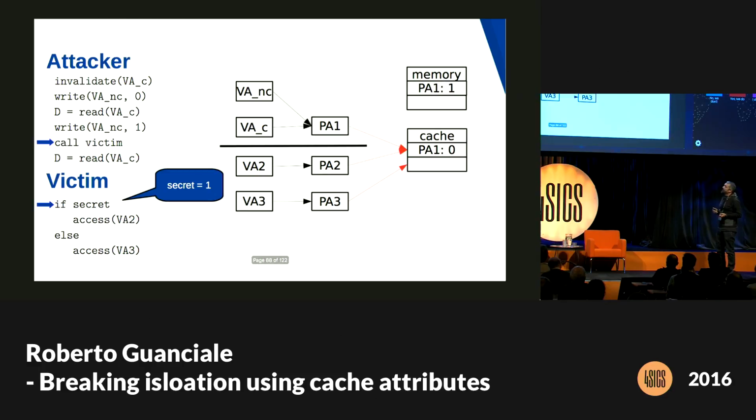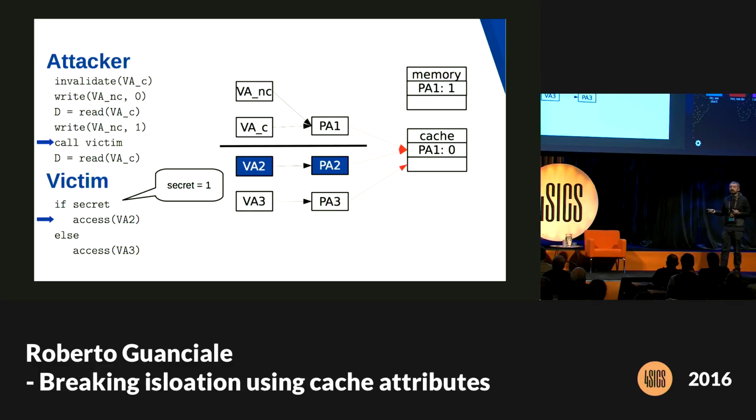Let's try to do the same call. This time the secret is 1. So if the secret is 1, the victim accesses the first virtual alias. But actually, this virtual alias collides in the cache with the cache line that has been used by the attacker. So this forces this line to be evicted, but it is not dirty. So nothing is written back to the memory. The value for the victim is fetched from the cache.